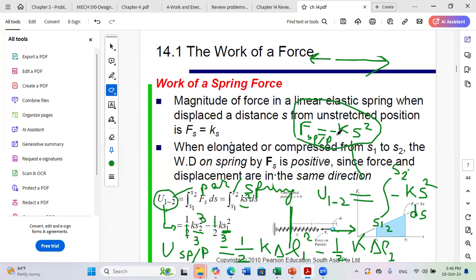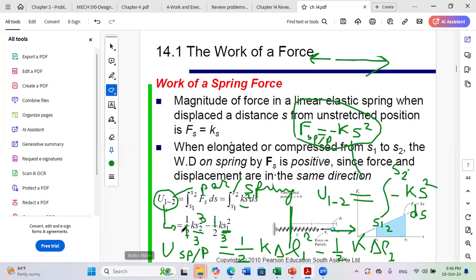Exactly. And you always mention that the spring is not linear if it's not linear. If I don't mention anything, you consider it to be linear. If it's not linear, I should give you the function, so you integrate. And if it's linear, always F is equal to KS.